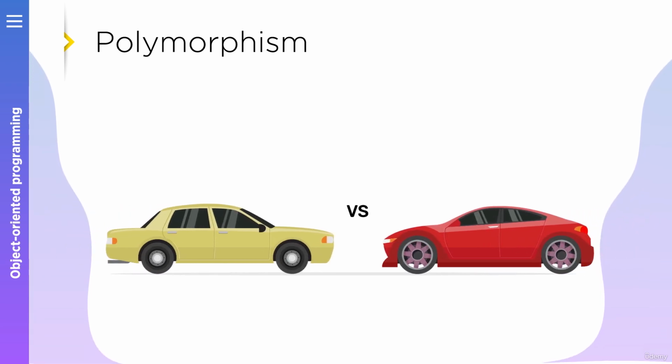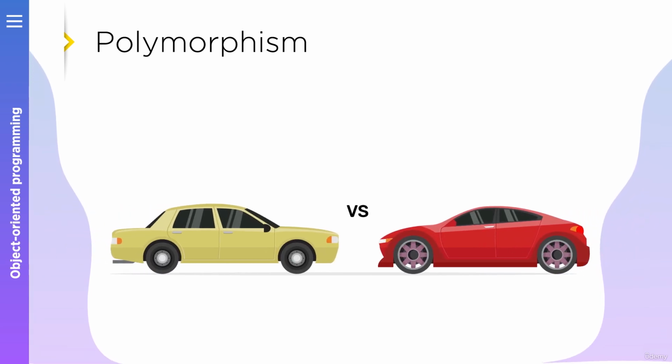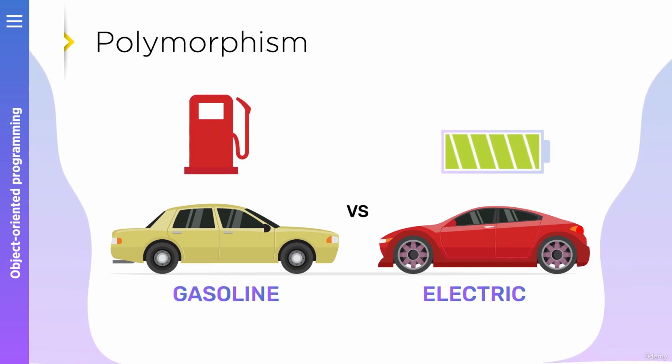Let me explain polymorphism in simple words and again with a car example. Imagine you have two different cars, one with an electric engine, another with a petrol engine. Both are going to have a Start Engine button. In both cases the behavior will be similar. The engine will be started and you will be able to drive.